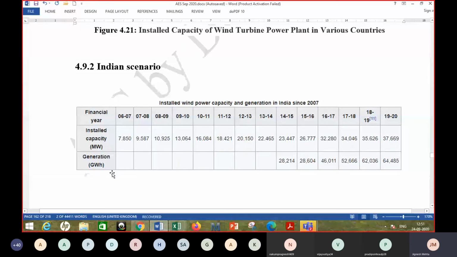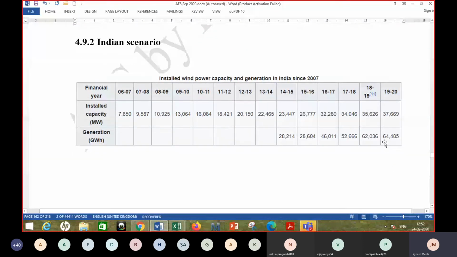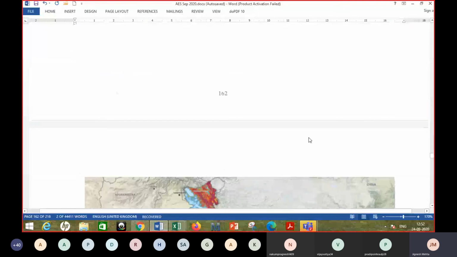And then the actual power generation in gigawatt hour, right? Actual power generation, so you have kilowatt hour, if you divide it by 10 raised to 6 you get gigawatt hour, right? So you can see how the power generation has also been increasing over the years. It was around 64,485 gigawatt hour in the year 2019-20.